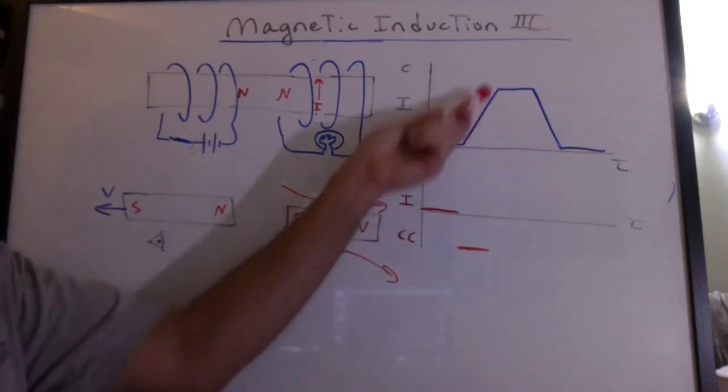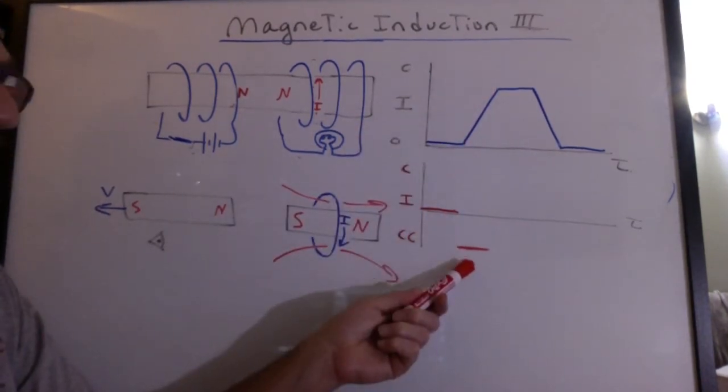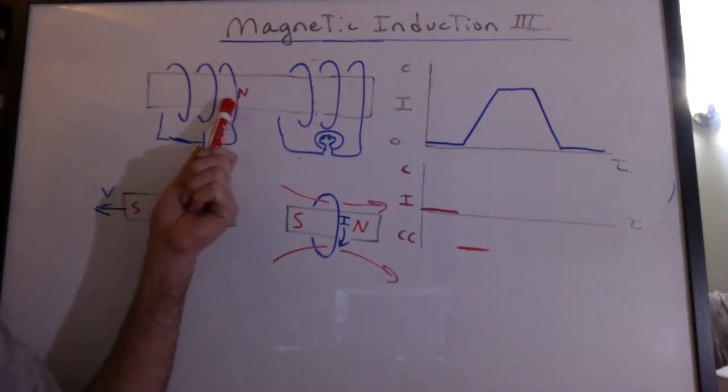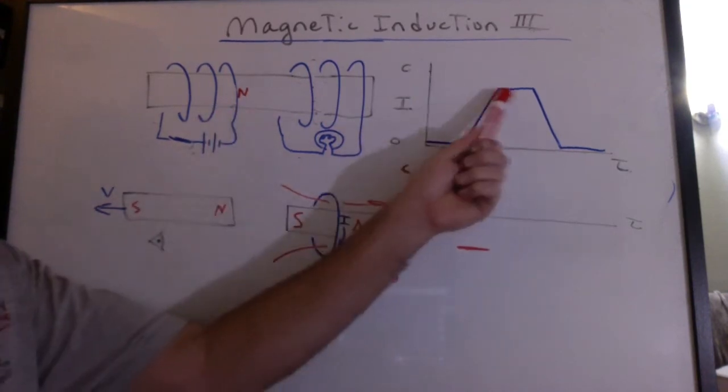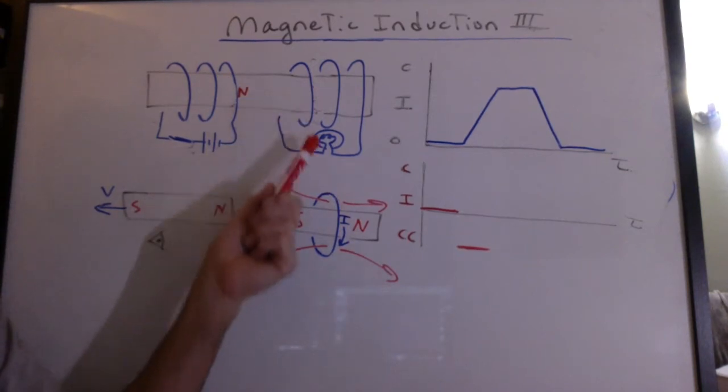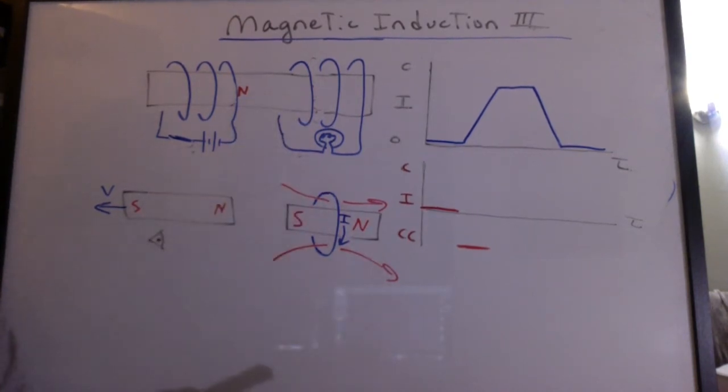Notice it's the change in current that's producing this constant counterclockwise current. Now, once this north pole reaches full strength, because the current has reached maximum value, this current stays the same. There will be no more change to oppose, and this loop will no longer have an induced current.